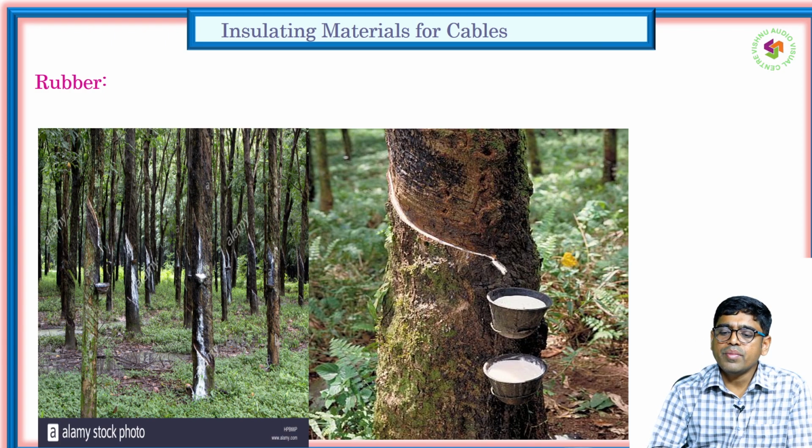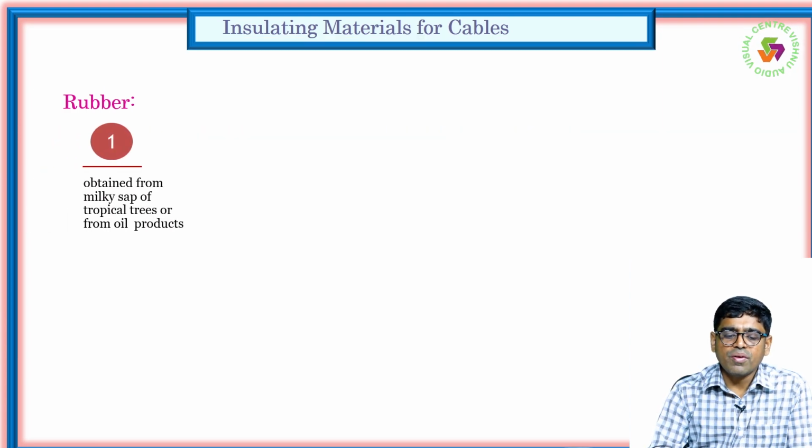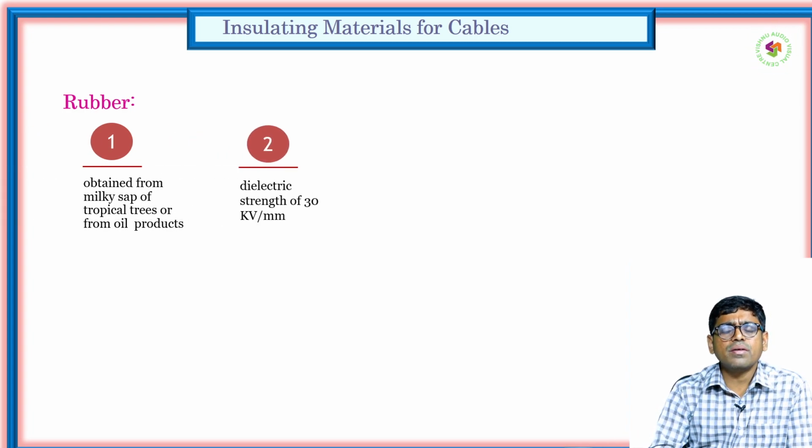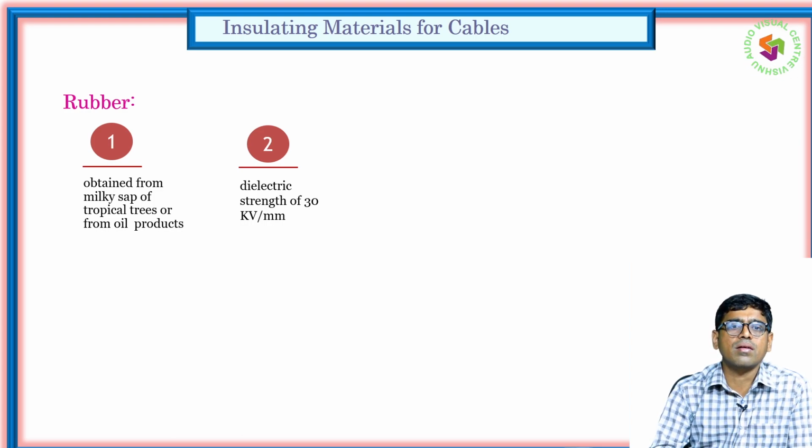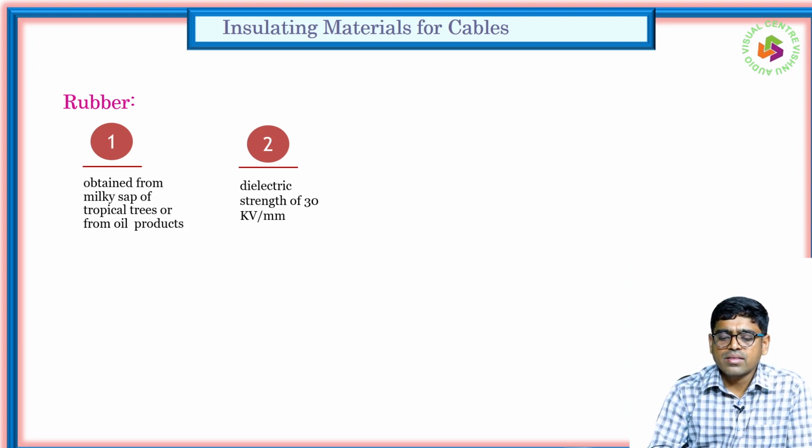So as insulation material for the cable, we can use rubber. We can see how rubber can be taken naturally from the tree. Rubber can be obtained from the milk sap of tropical trees or from oil products. Basically we can see these trees near the Kerala region or maybe in the Jammu Kashmir regions, and from the tree they can collect the rubber and go for processing.